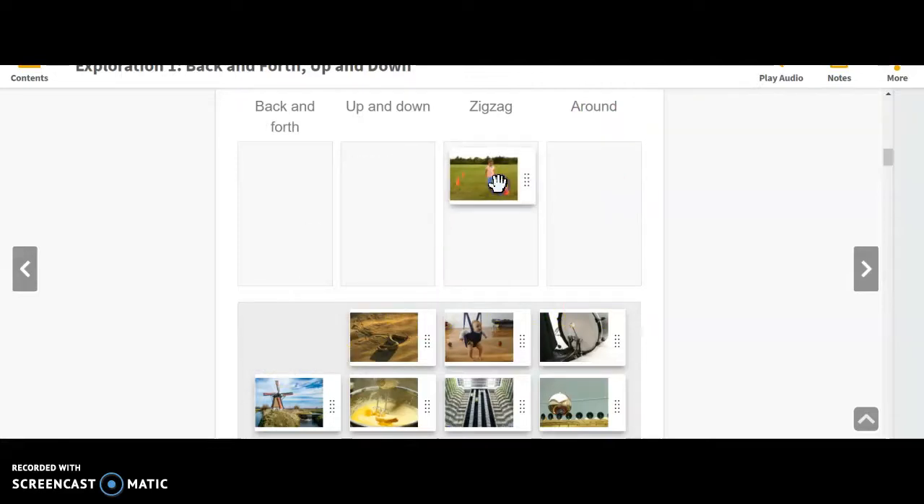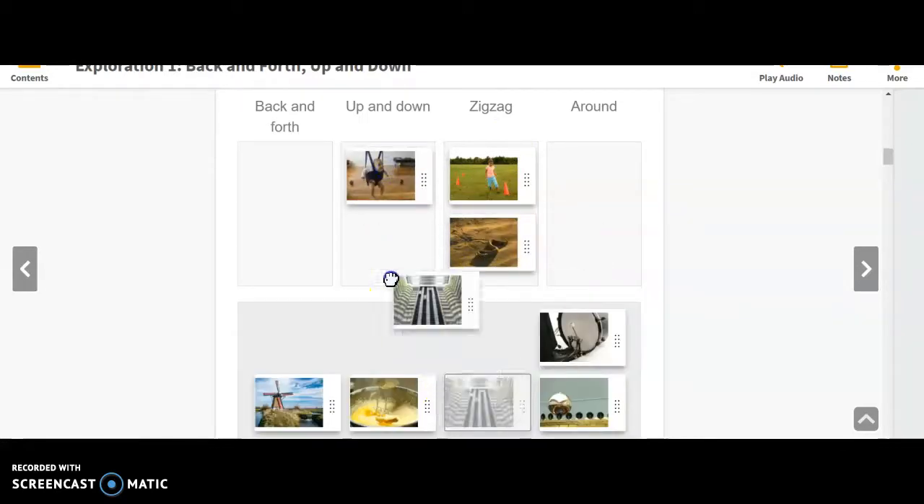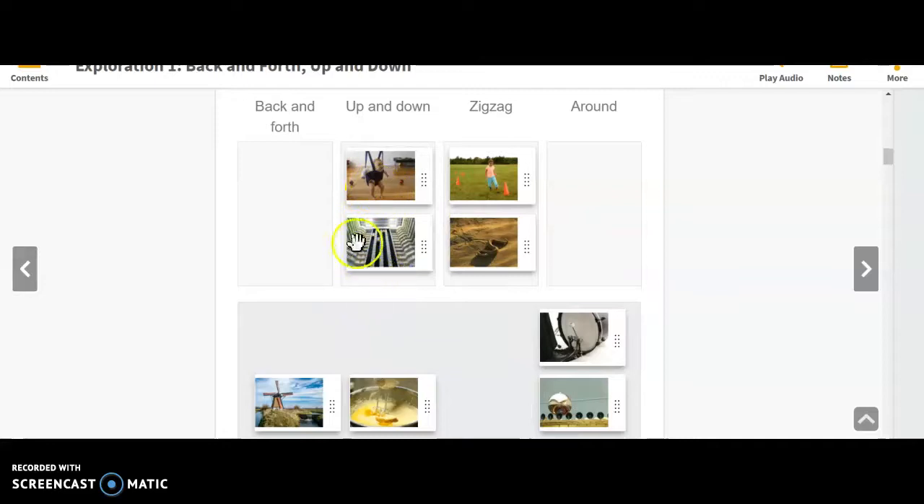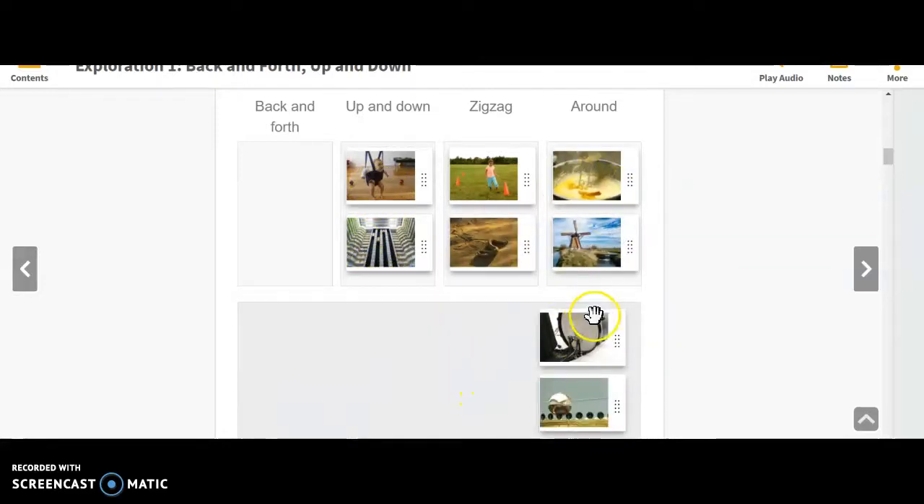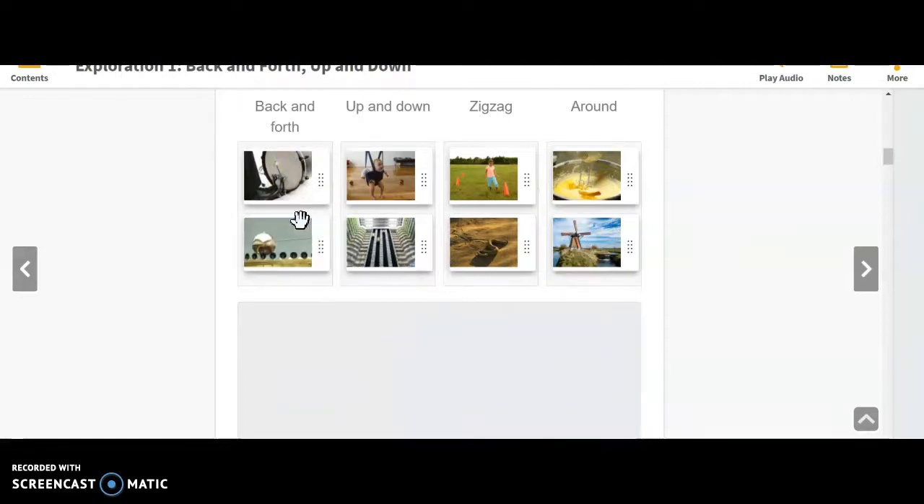So that girl was moving in a zigzag formation, same as the snake, so they're both zigzag. The baby and the elevators were moving up and down. The mixer and the windmill were spinning, which leaves the drum and the pendulum were back and forth. So pause this video and double check your work, make sure you have the correct answers.